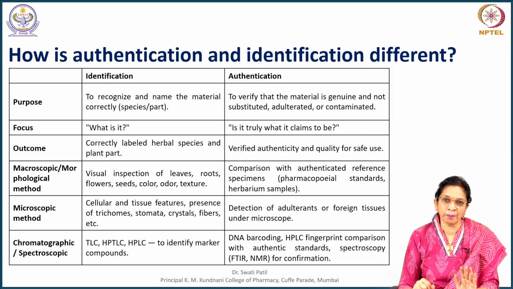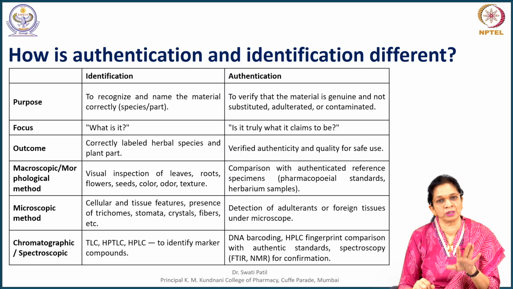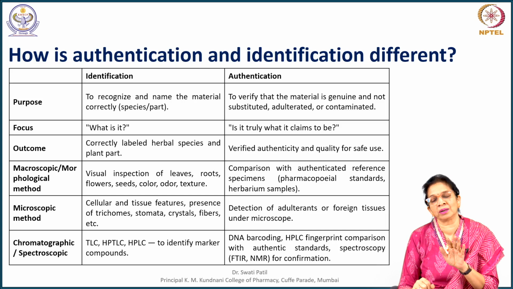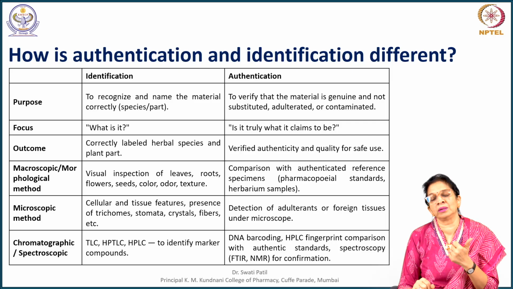The microscopic method for identification will look at common features which are present. For example, when we are identifying a bark, whether the cork is present, whether a medullary ray is present, whether secondary phloem is present, then we can identify the powder as a bark. But in case of authentication, suppose we are authenticating cinchona powder, we have to see whether along with cork, medullary rays, there are phloem fibers present.